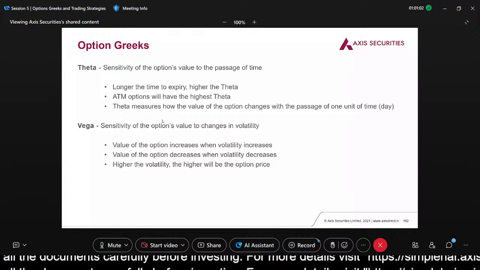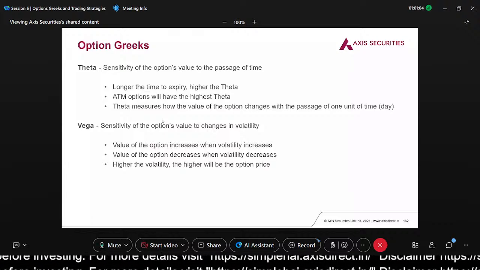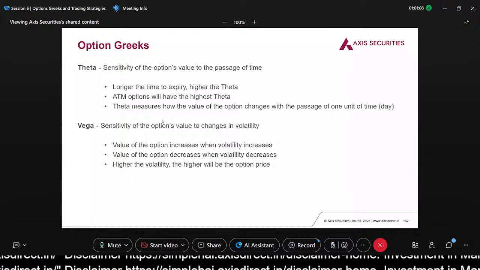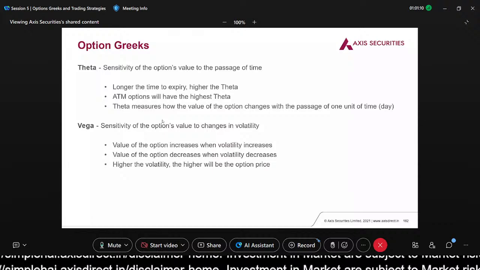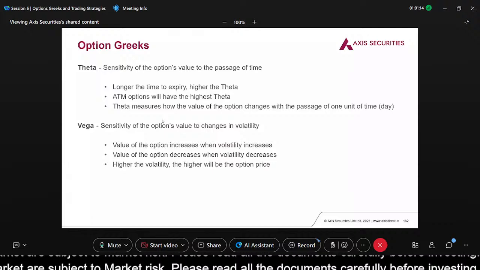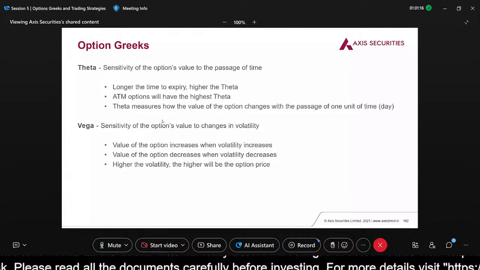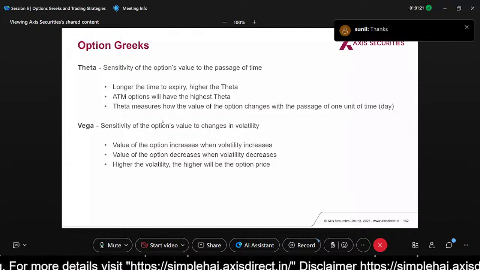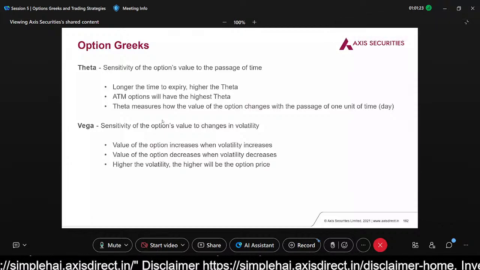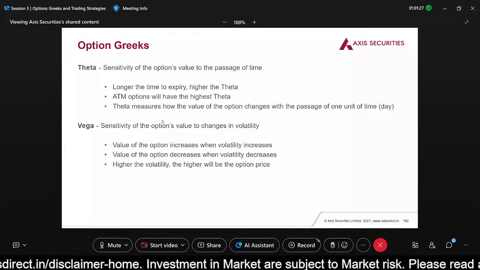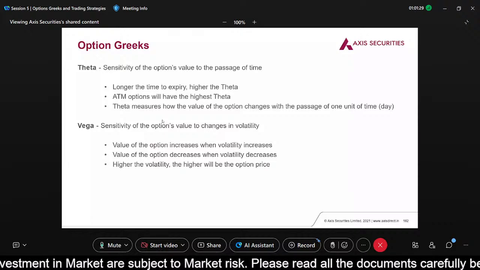Probably next week we'll take a break for all of you for these to sink in. Then maybe we would come in, because now we have done straddles and strangles. I would like to cover more advanced strategies, something like a ratio spread, a ratio back spread, a ladder. A lot of things can be done. So next week, not sure. Let's keep it light, that's my suggestion. The rest is up to Rohit, whatever he decides.